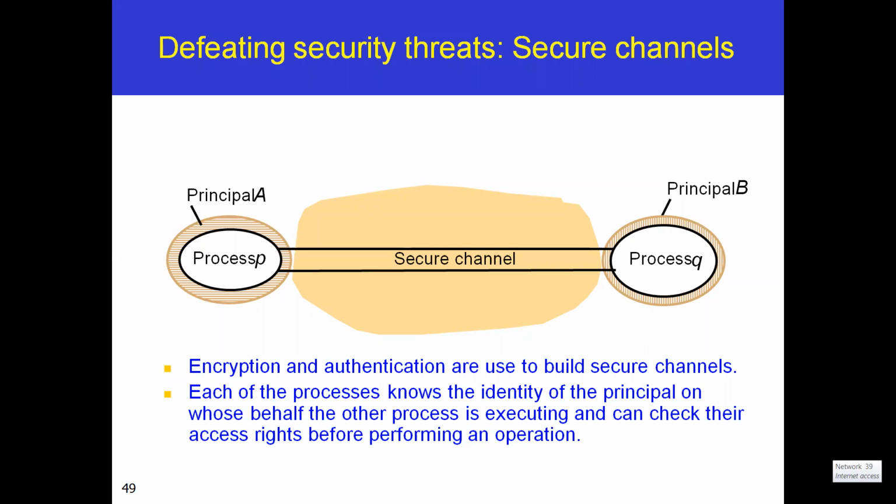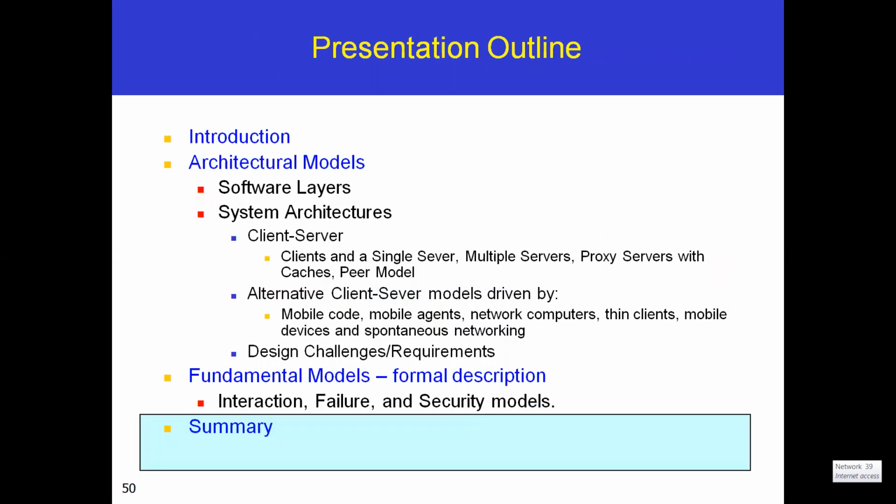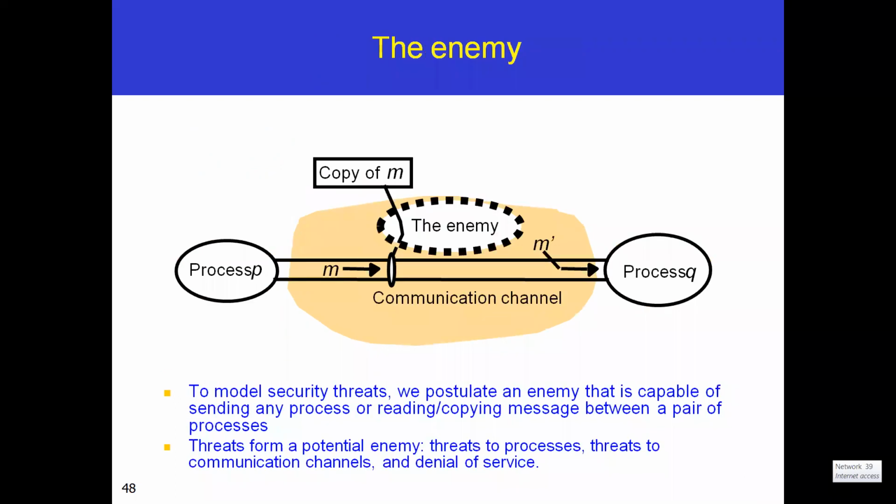Here each process knows the identity of the principal. The principal is nothing but the user, on whose behalf the process is executing, and the process checks their access rights before performing an operation. This is how the secure channel works. This is about the security model.